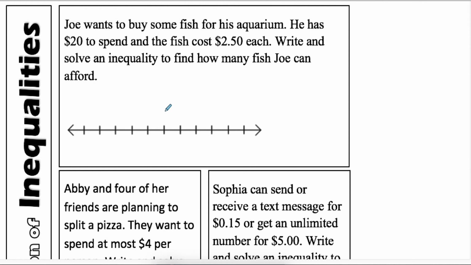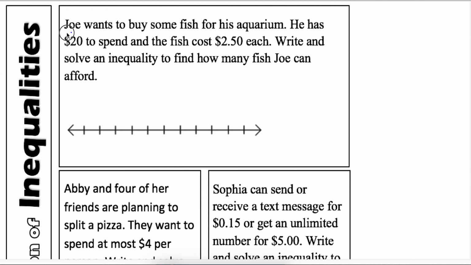Joe wants to buy some fish for his aquarium. He has $20 to spend, and the fish cost $2.50 each. Okay, we're going to use F for fish on this problem. Write and solve an inequality to find how many fish Joe can afford. Well, he has $20. They're $2.50 each. $2.50 times the amount of fish I buy.